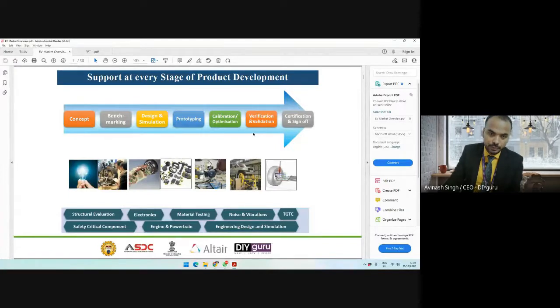I think this particular slide I need not tell you in detail, because this is the slide which we have covered broadly in the previous class. How do you make sure that your product development goes right from your concept stage to the stage where you do the certification and sign-off of that particular product? So these are the stages which we saw in the previous class.